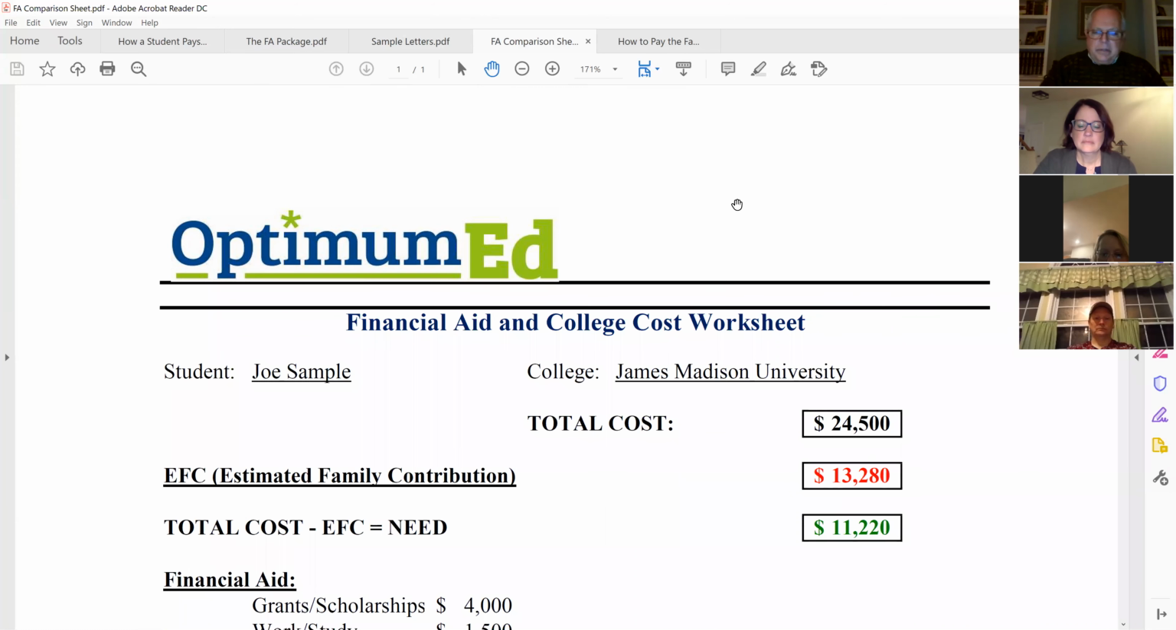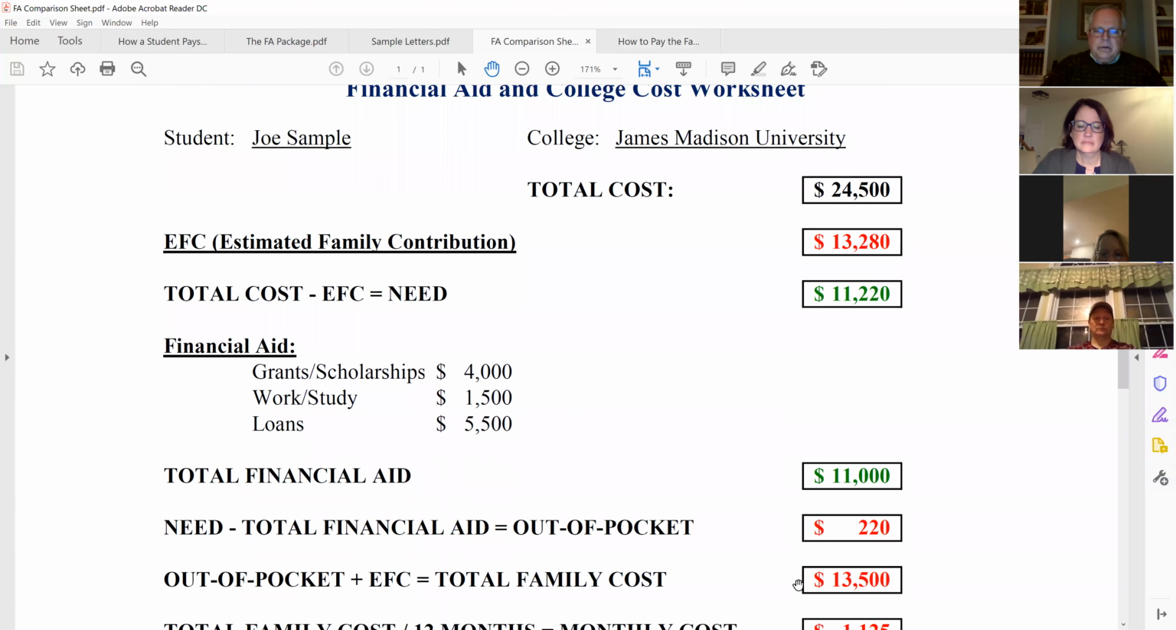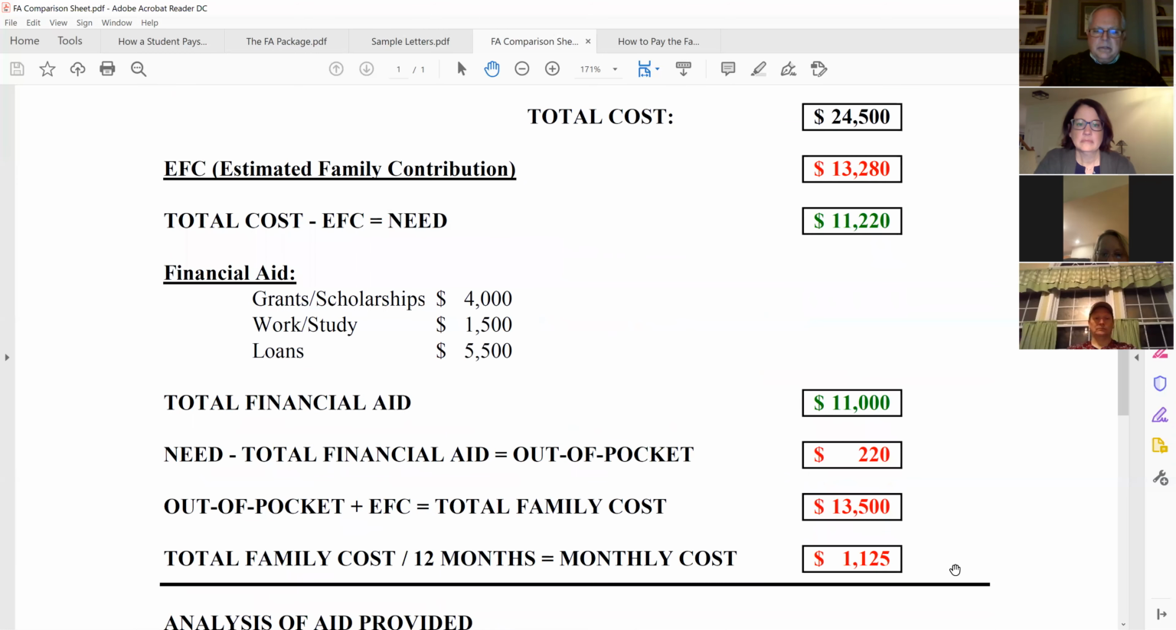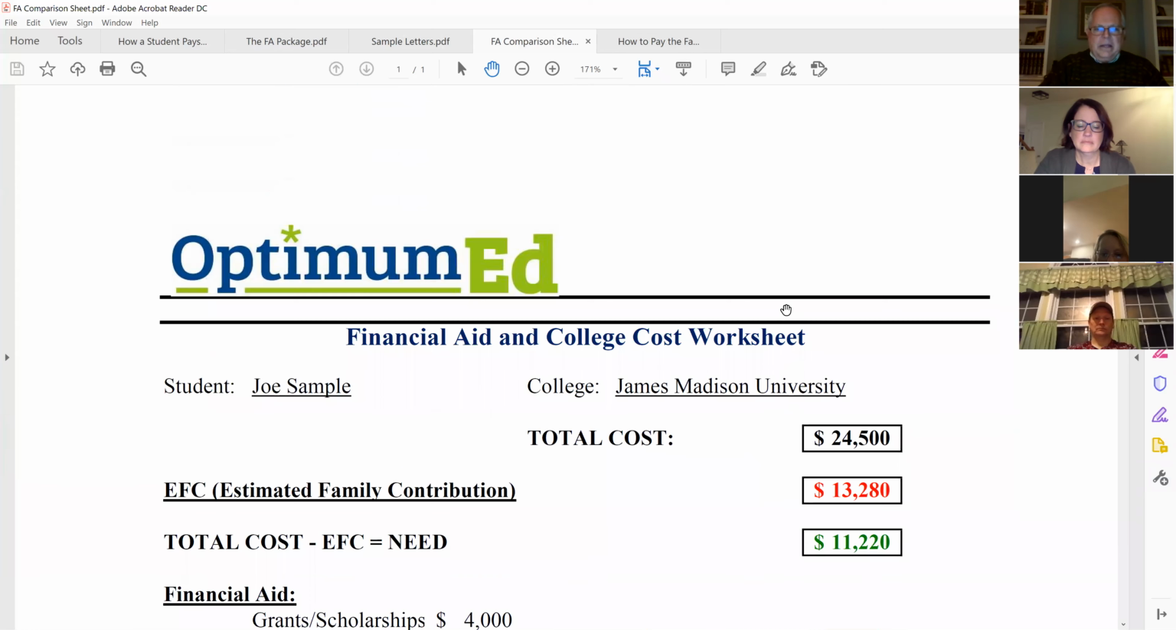And then the last piece of this process, in terms of paying, okay, is once we're down to this number here that the family's got to take care of on a monthly basis, how do you deal with that?